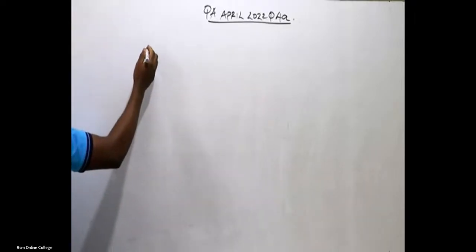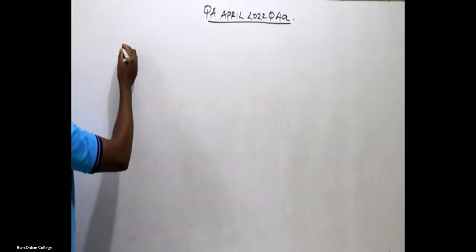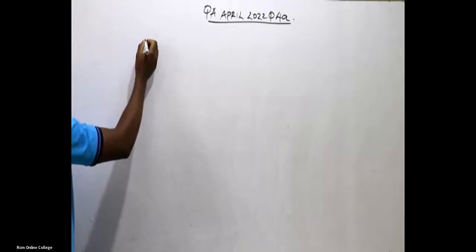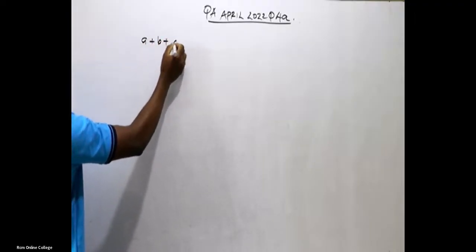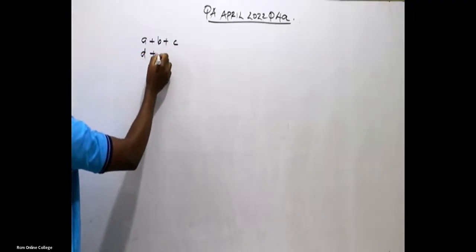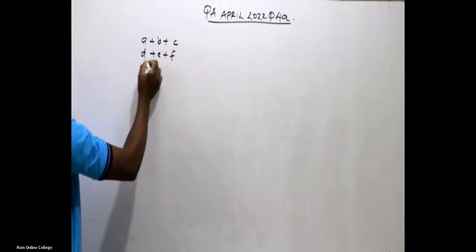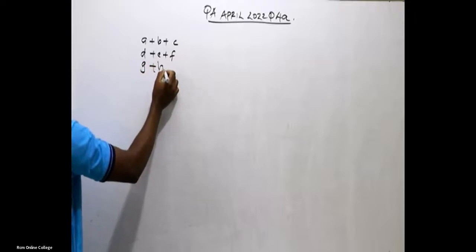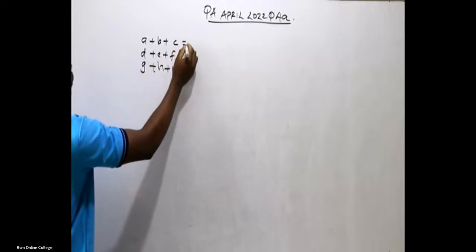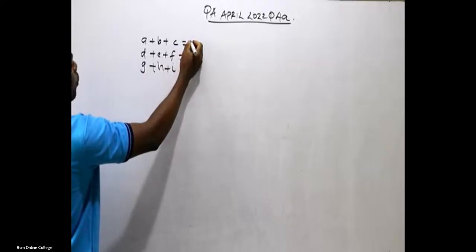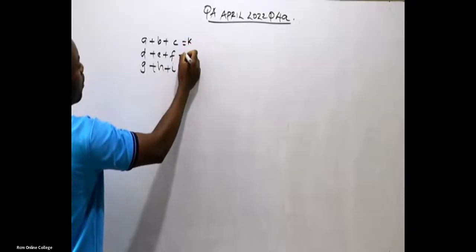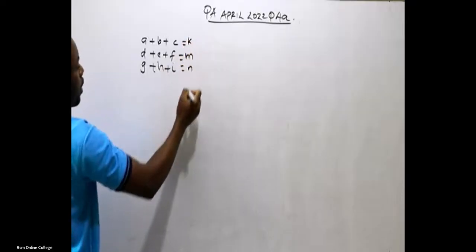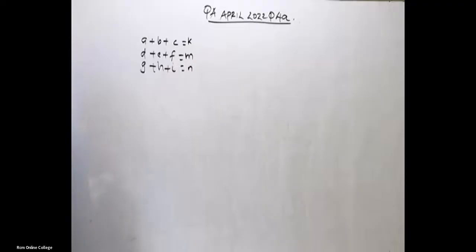So we have a matrix in the form of, let's say, A plus B plus C, then D plus E plus F, then G plus H plus I. This is equal to K, M, N. That is a 3 by 3 matrix.